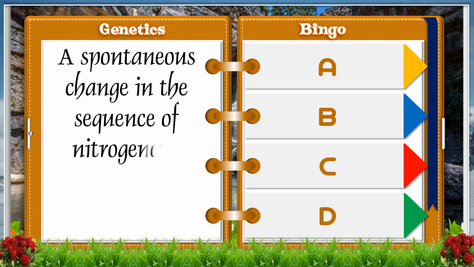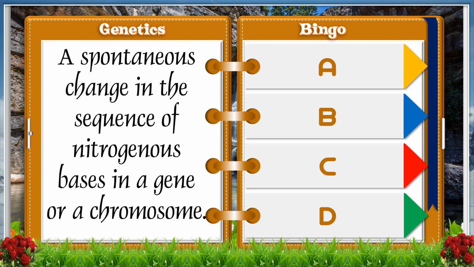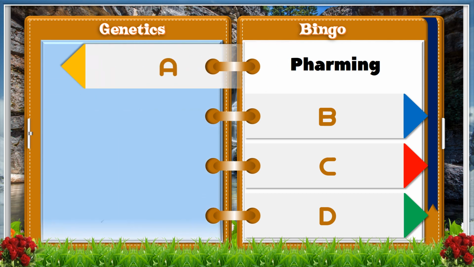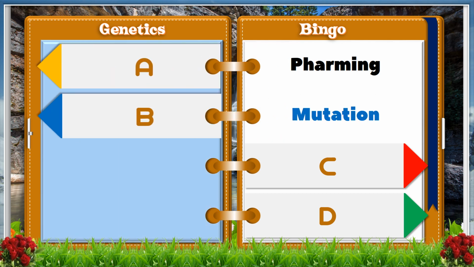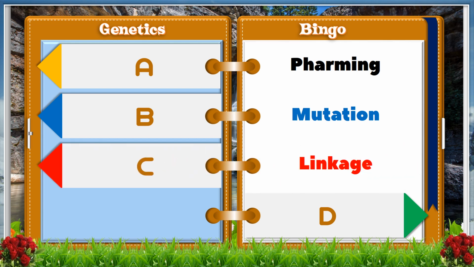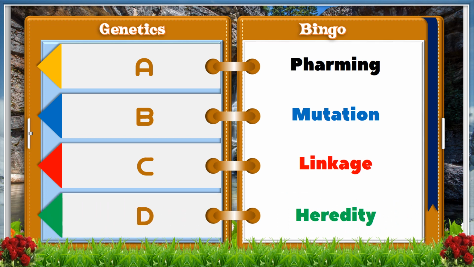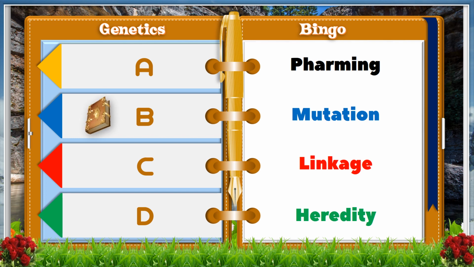A spontaneous change in the sequence of nitrogenous base in a gene or a chromosome. A. Farming. B. Mutation. C. Linkage. D. Heredity. And the answer is B. Mutation.